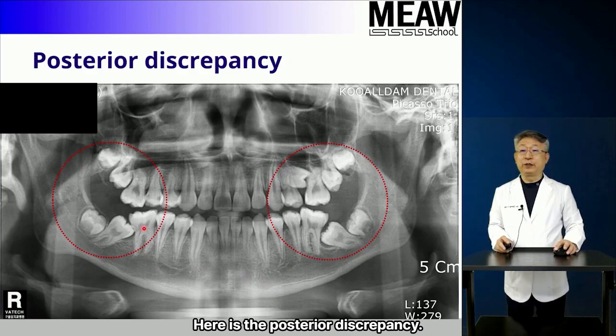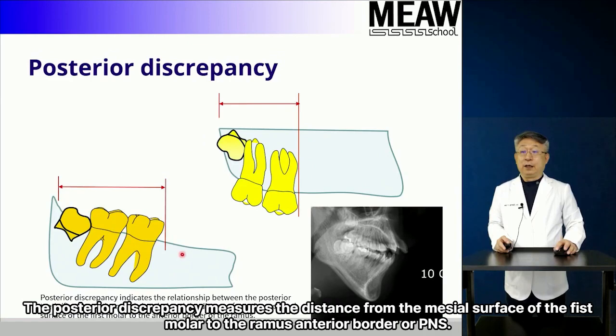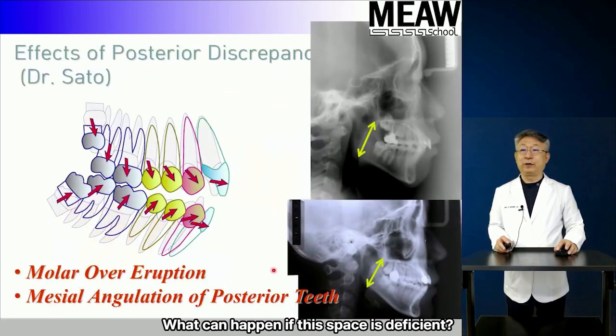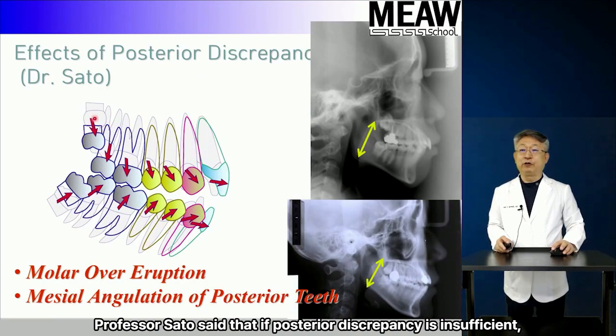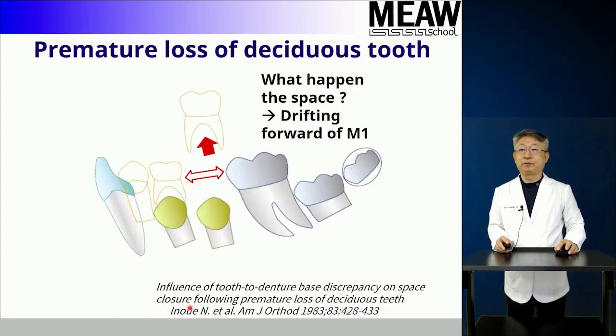Here is the posterior discrepancy. This means the maxillary first, second, and third molar disharmony. The posterior discrepancy measures the distance from the mesial surface of the first molar to the ramus anterior border or PNS. What can happen if this space is deficient? Professor Sato said that if the posterior discrepancy is insufficient, over-eruption and mesial angulation of the molar may become more severe when the third molar tries to erupt.